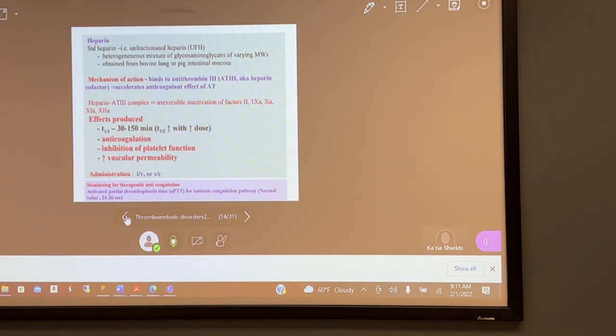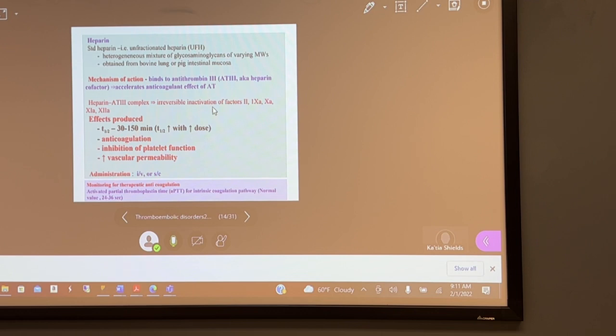So when the heparin binds to the antithrombin 3, it forms a complex, and that complex is the one that now carries out the irreversible inactivation of those factors I mentioned to you: 2, 9, 10, 11, 12. What are the effects produced by heparin?